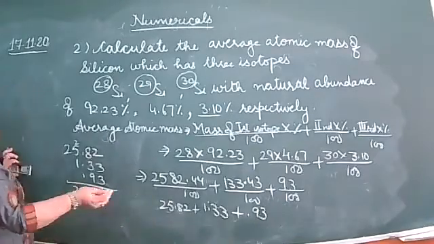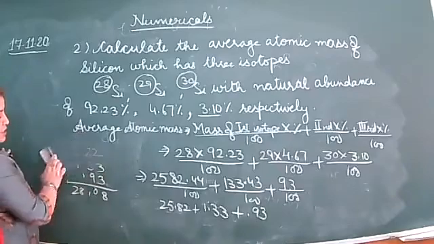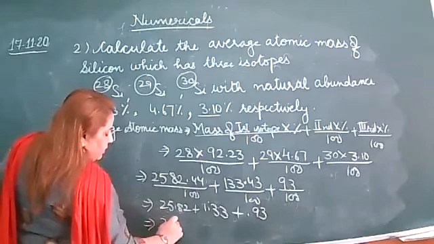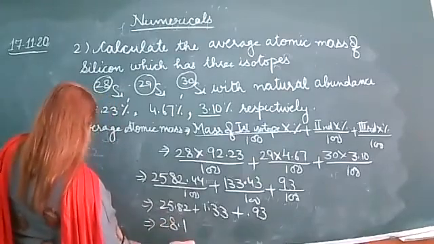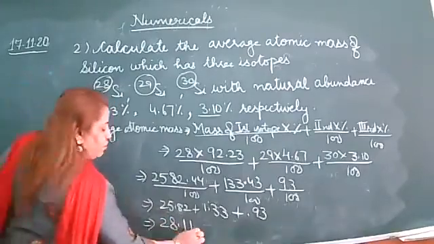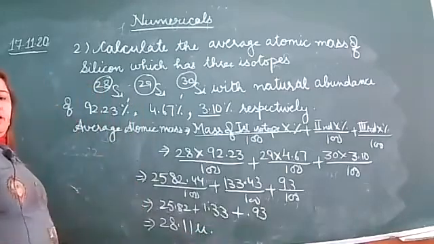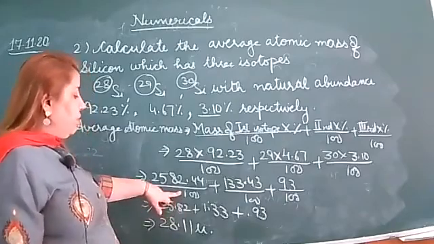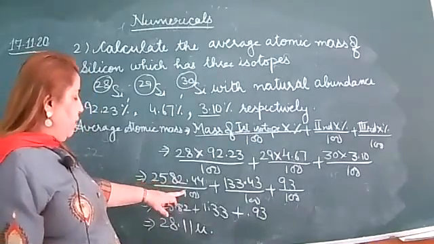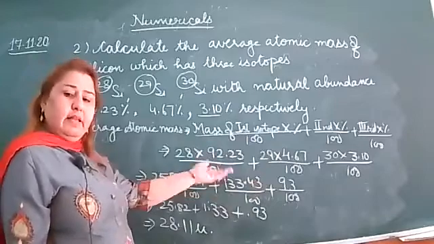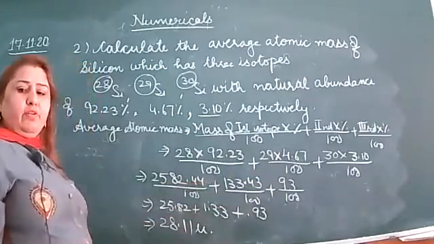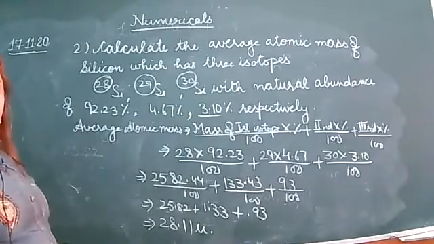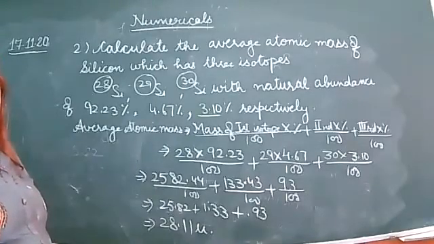28 point something, like 28.13 or 28 point this. So the answer will become 28.11 U. That is the average atomic mass. You can convert this 100 as a decimal, or otherwise you can take the LCM and then add. You can do any of the methods. Is that clear? Is there any doubt to anyone? So please ask.